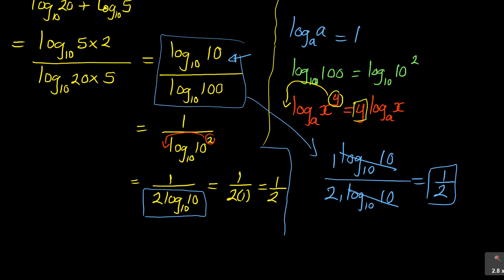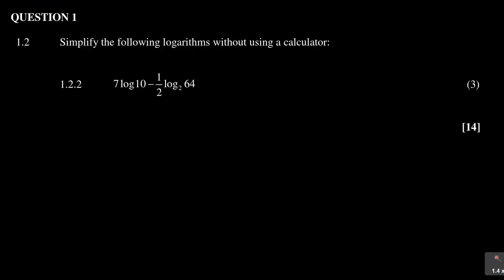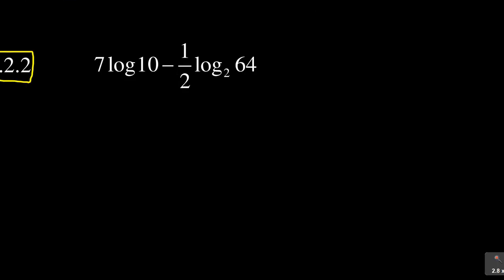All right, now let us move on to the last part. I'm saying the last part because you can see that the total there is given out of 14, meaning the whole question number 1 was out of 14 marks. And then let's go to this 1.2.2. Again, it says simplify the following logarithms without using a calculator.